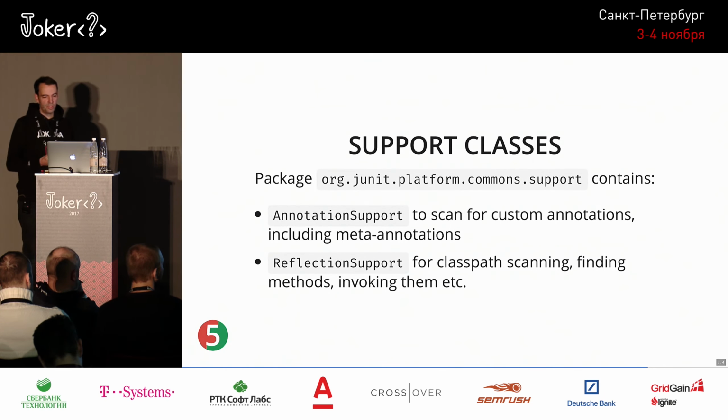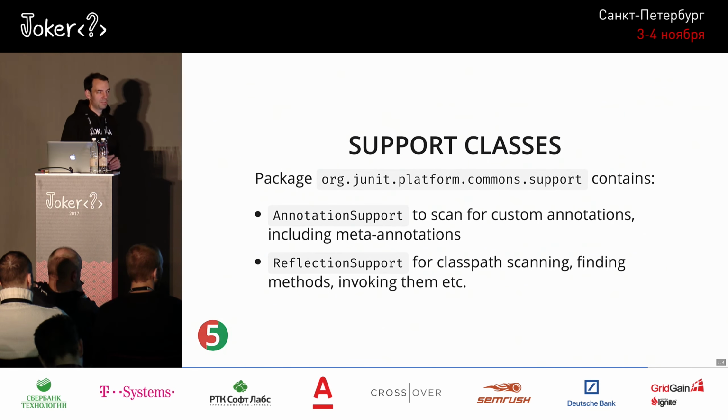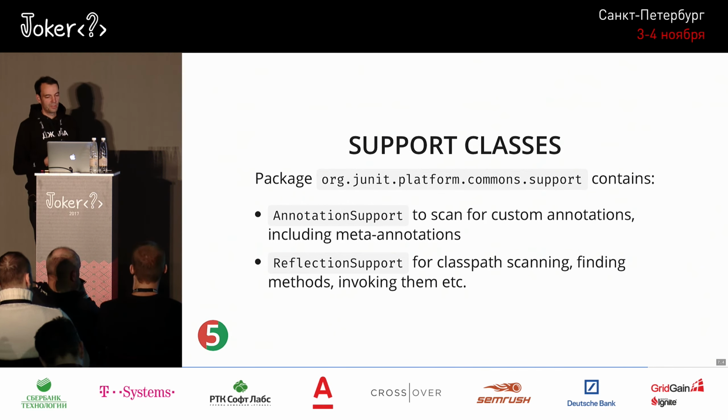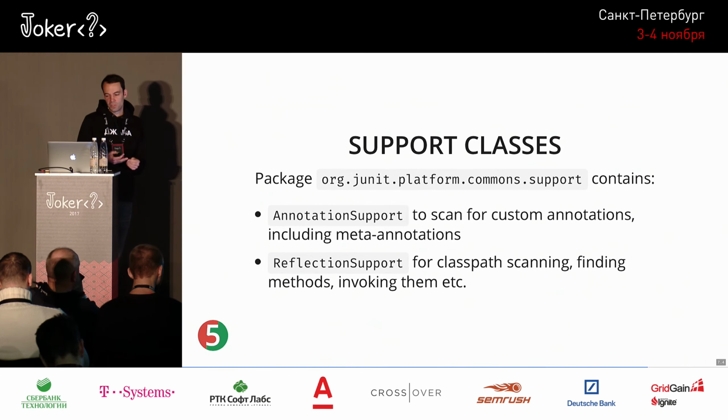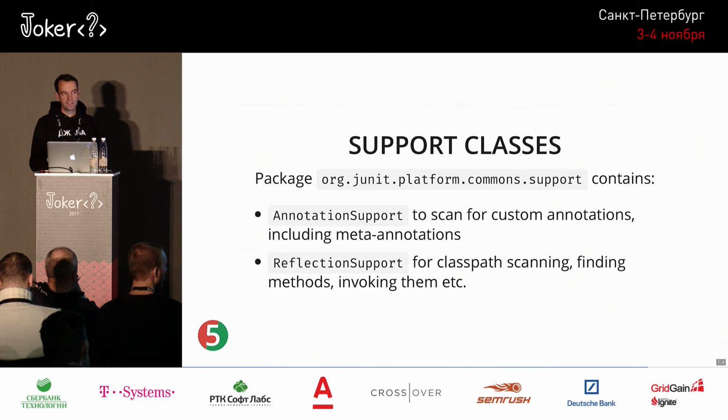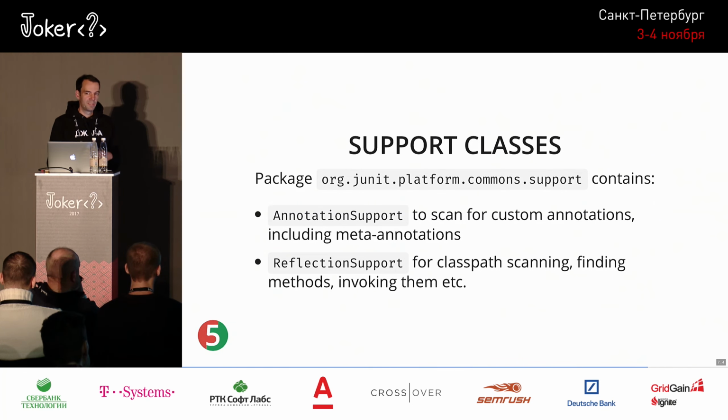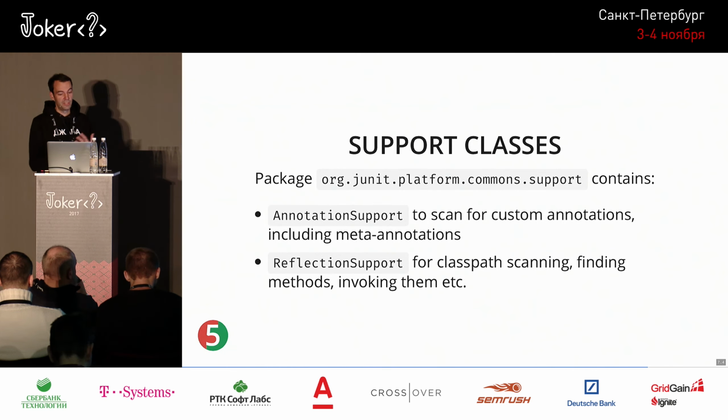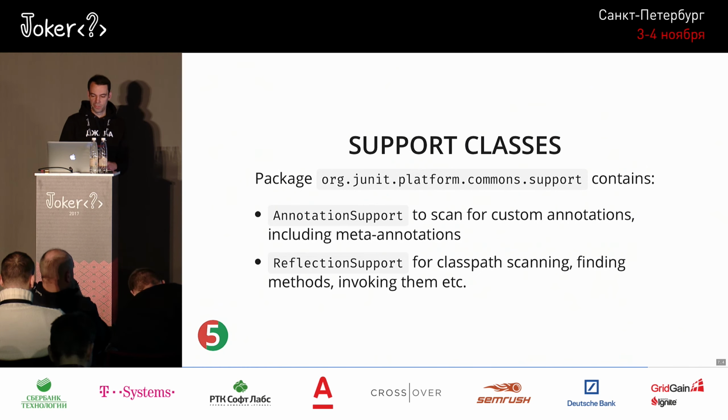There are a couple of support classes I haven't yet really mentioned, so maybe one or the other has seen annotation support in the code examples that I've shown. So the common support package contains annotation support and reflection support. Annotation support can be used to scan for custom annotations, and it provides the whole implementation of this meta annotation stuff. So that's not something that is provided by the JDK. We actually had to implement this on our own. So if you want to use that as well, using the same semantics that JUnit Jupiter uses, then use annotation support.